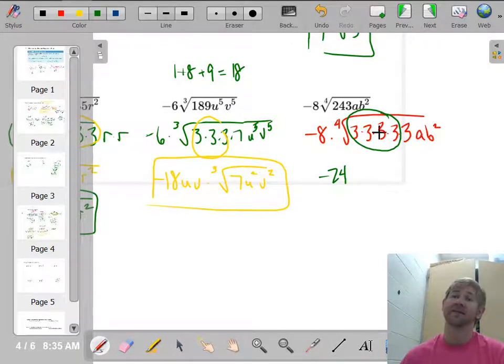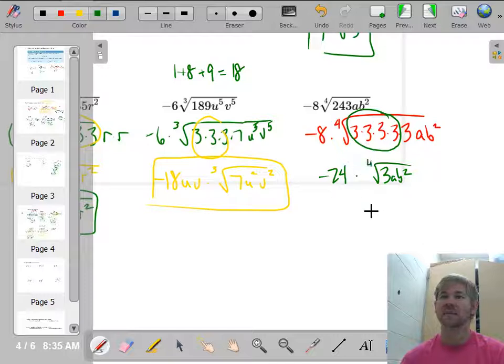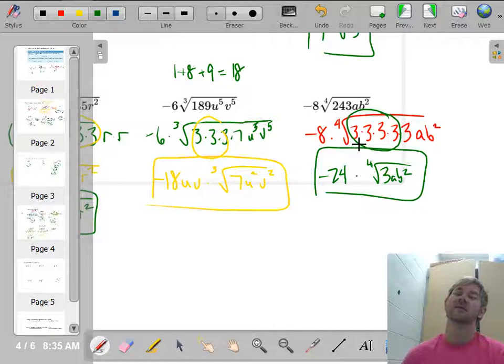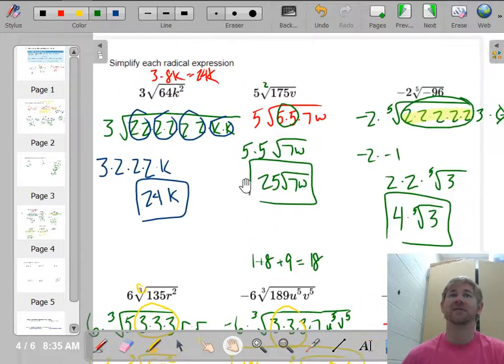This a doesn't have 4 of them. There's not 4 b's either, so this is all trapped on the inside. I have the fourth root of 3ab squared. Now when you write these, it is easy to make them hard to understand. Make sure you can tell that's the root, so that's a little better. So negative 24 times the fourth root of the quantity 3ab squared. Alright, so that is simplifying radicals.